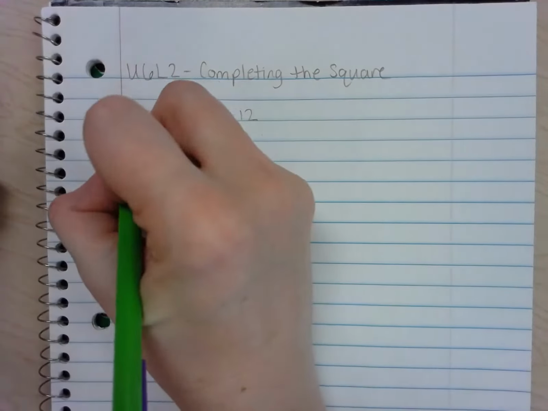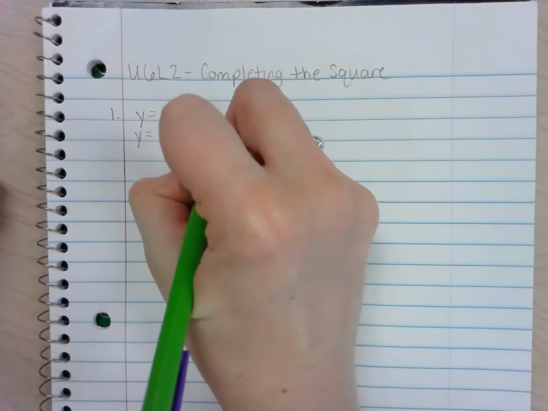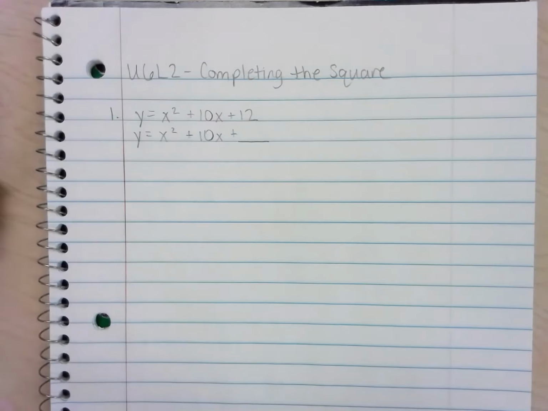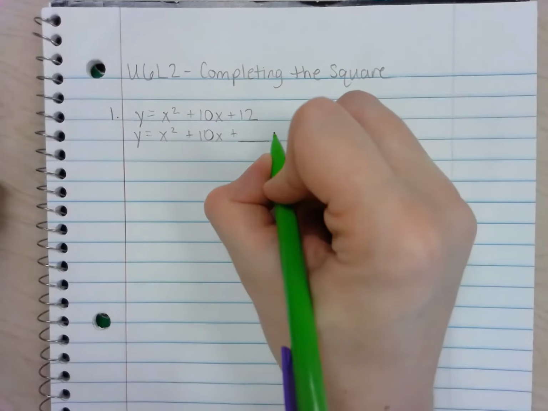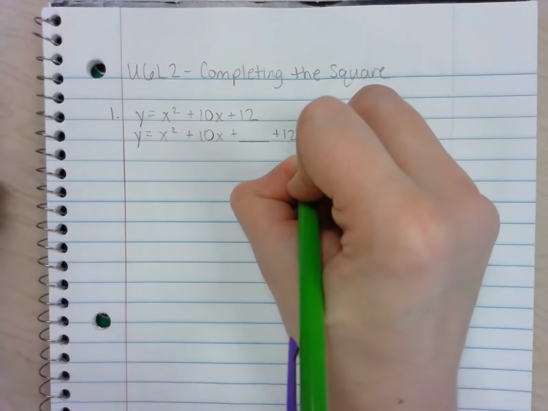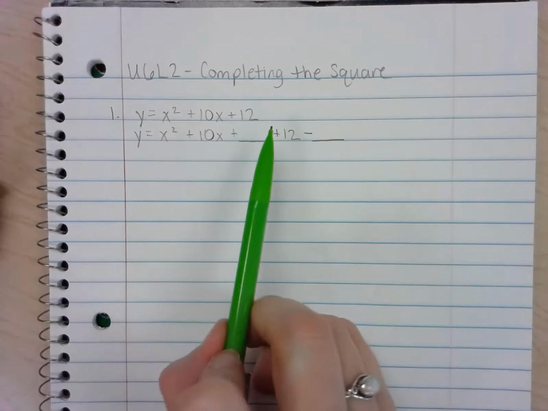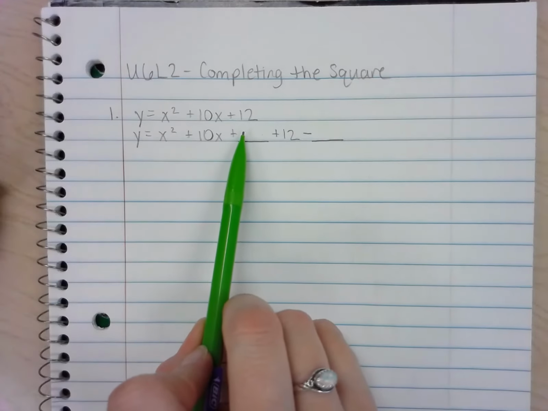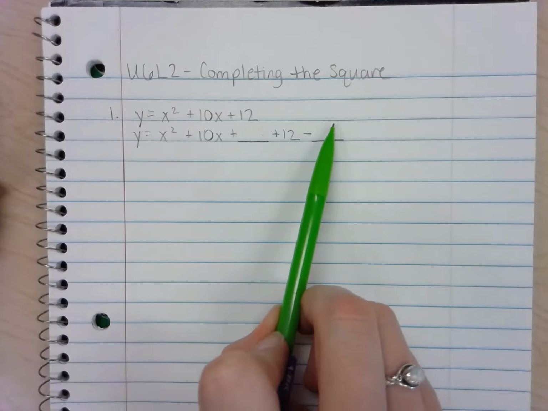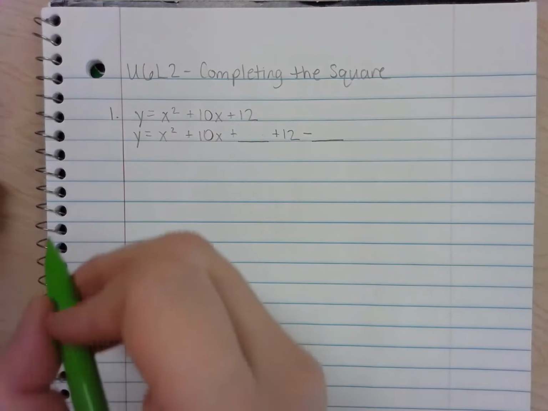So rewrite y equals x squared plus 10x plus a blank, that's where our c value will go when it completes the square. Moving over the plus 12, the original c value, we'll then want to subtract whatever number completes the square, because if you add it here to make it the same problem, you'll need to subtract it from here so it's all equal and balanced.